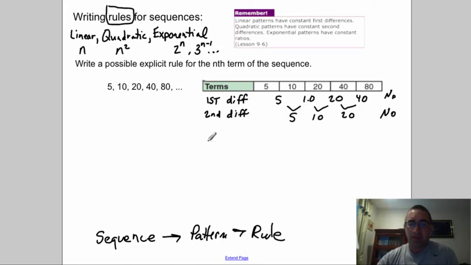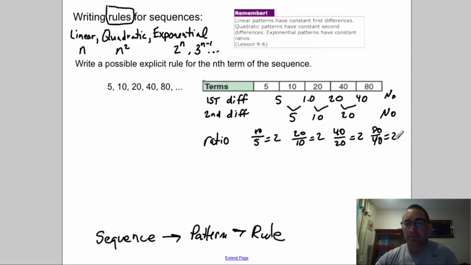Those aren't the same. So finally, I'm going to look at the ratio, or I'm going to divide. Okay? So 10 over 5 is 2. 20 over 10 is 2. 40 over 20 is 2. And 80 over 40 is 2. If the ratios are the same, then we know that it's exponential. So a lot of times I take a look at this first term and it's going to be something involving perhaps that first term.